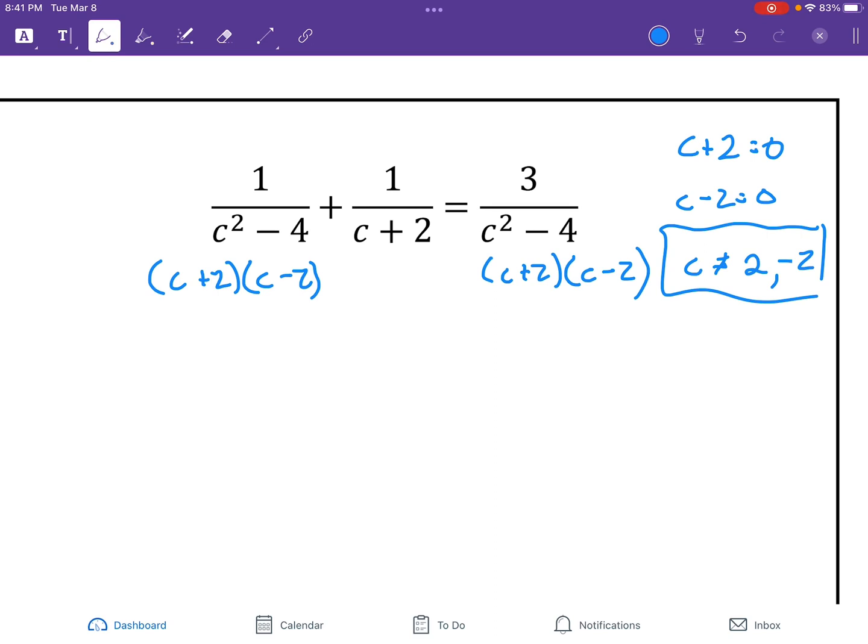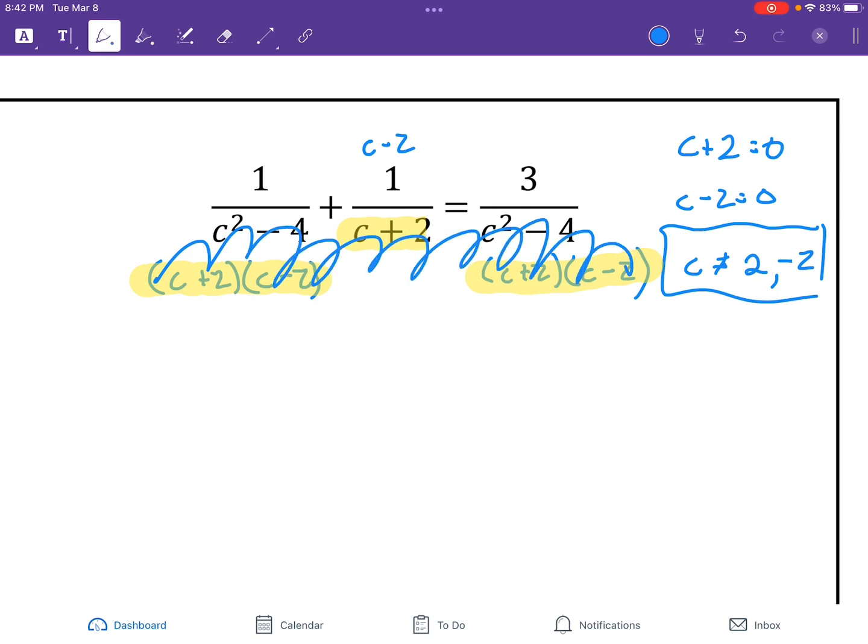Now, we're going to figure out what's missing. On the first fraction, we have C plus 2 and C minus 2. Well, everything else already has C plus 2 and C minus 2. That's not missing anything. In the middle fraction, we only have C plus 2, so we are missing a C minus 2. And in the third fraction, we have C plus 2 and C minus 2, so it is not missing anything. There's nothing that has to be multiplied to the top. Since all we're missing is something in the middle, we can get rid of the bottoms. We have 1 plus 1 times C minus 2 equals 3.